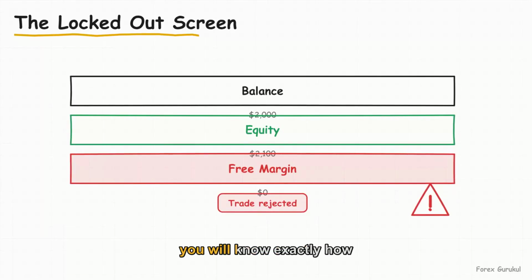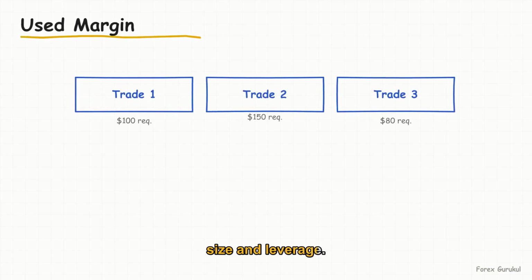By the end of this, you will know exactly how that 0 got there, and how to see it coming 3 trades before it happens. Here is where that 0 starts. Every time a broker lets you open a position with leverage, they set aside a slice of your account as a good faith deposit. That slice is called required margin. And it is different for every open trade depending on size and leverage.